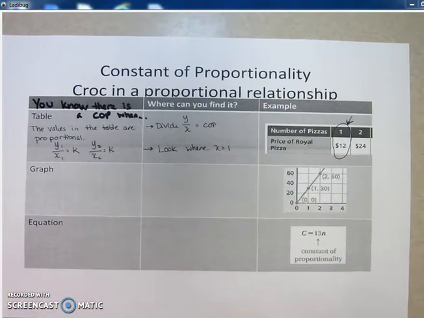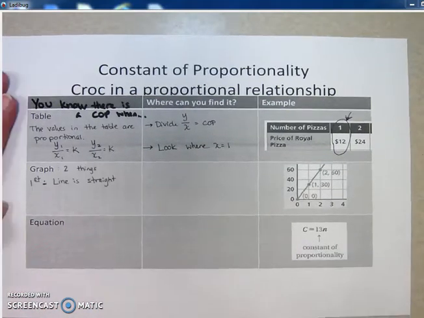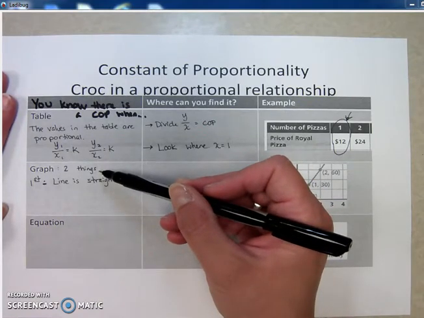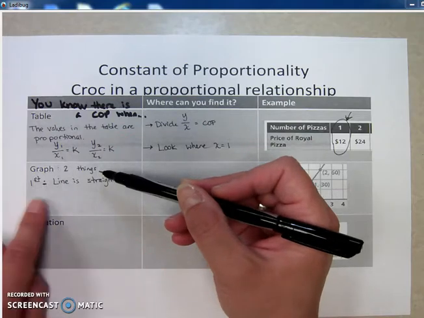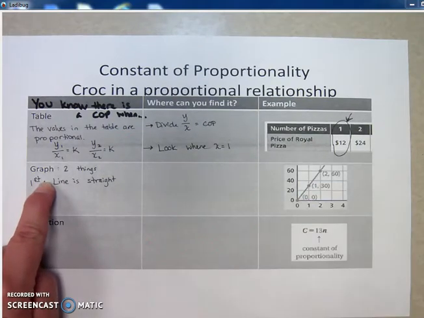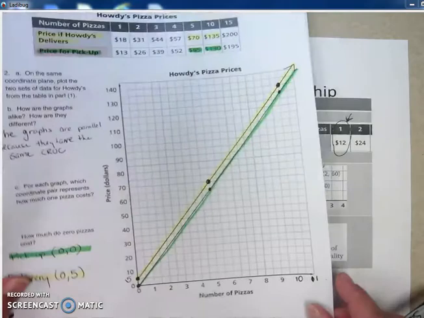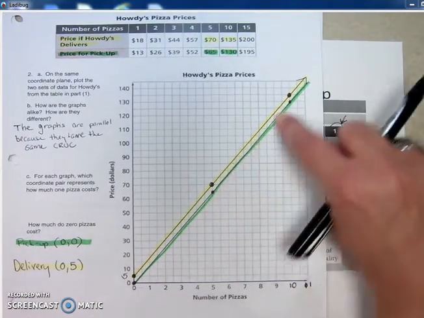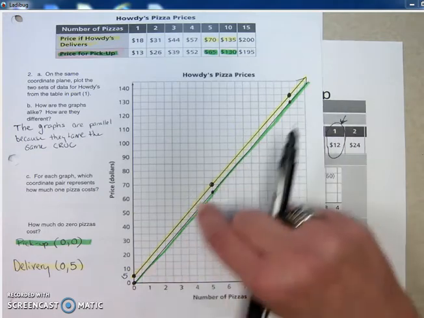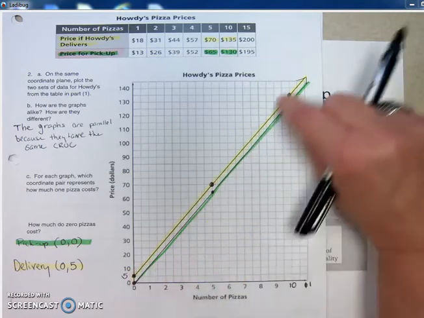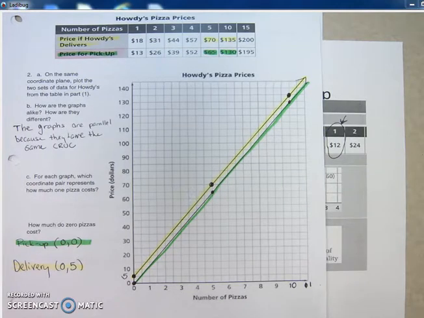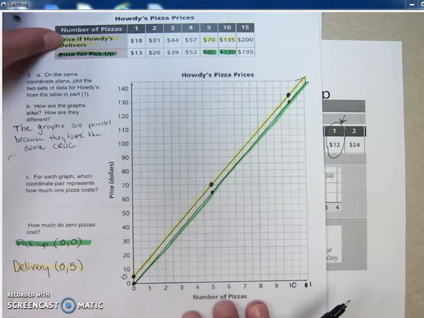So let's look at graphs. In a graph, to determine whether or not there's going to be a constant proportionality, you're going to look for two things. First thing you're going to look for is that the line is straight. And if we go back to this graph here with Howie's Pizza, with their carry out here, and then their delivery with the extra charge, you notice both of those lines are straight. So at this point, they both passed the first test.